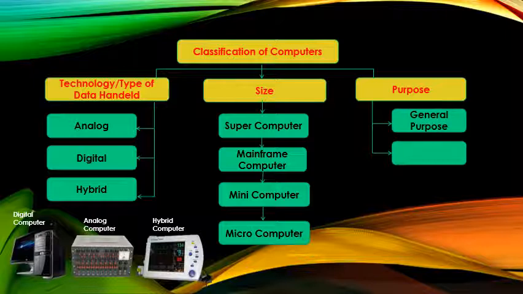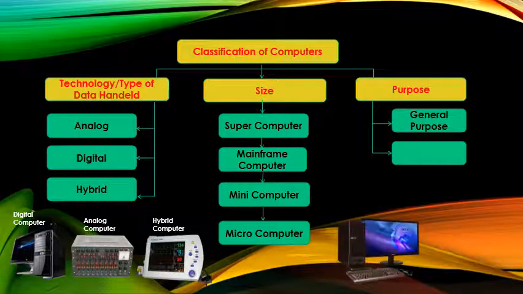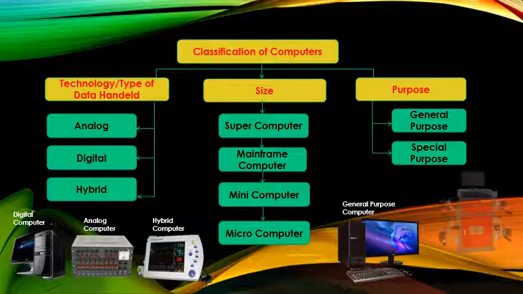According to purpose, general purpose, they are used everywhere in offices and banks and schools for all the general purposes and applications. Here is the picture. As you can see, it's similar to a desktop PC. And the last is special purpose computers. They are dedicated computers, dedicated for some special type or special purpose of applications.